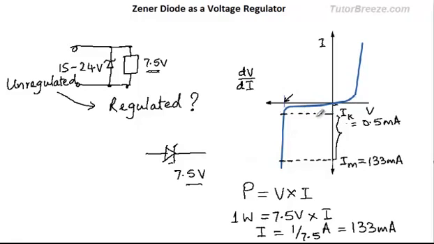If the current is maintained between this minimum value, which is the knee current, and the maximum value, then we get a constant voltage Vz, which is, say in this particular case, 7.5 volts across the load.